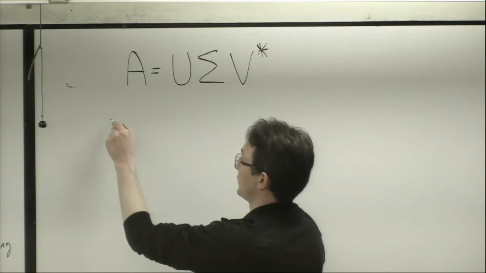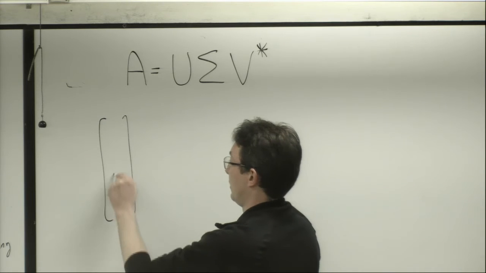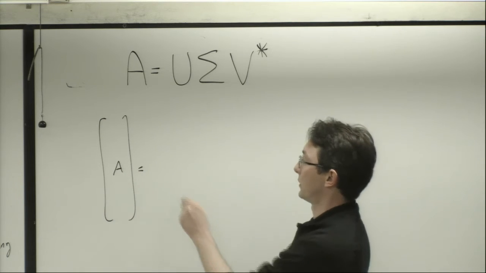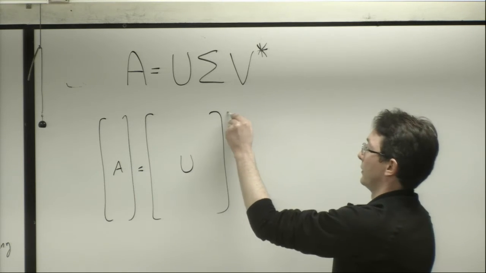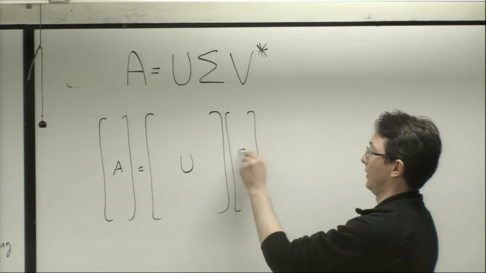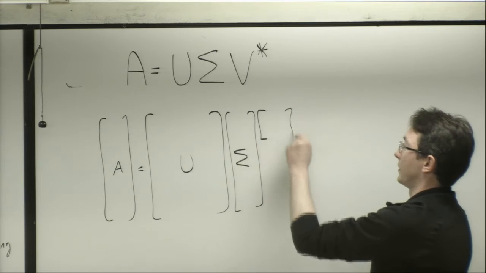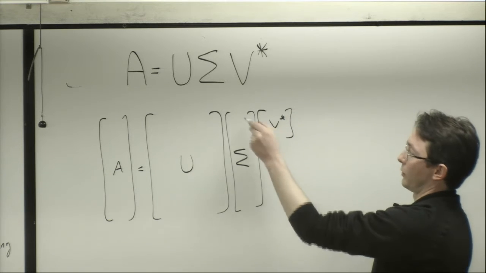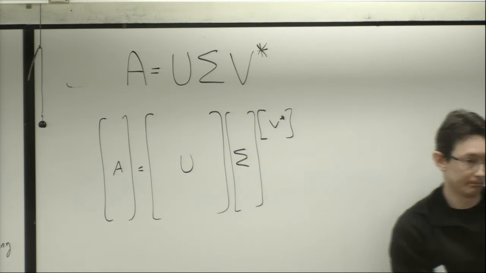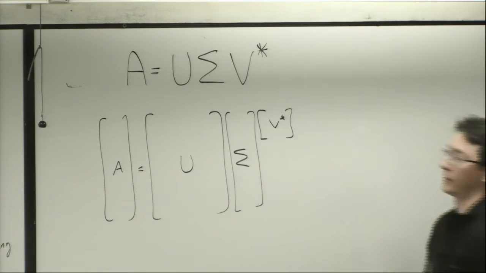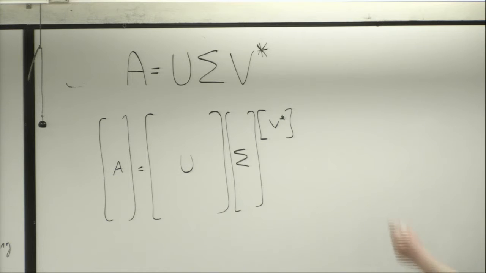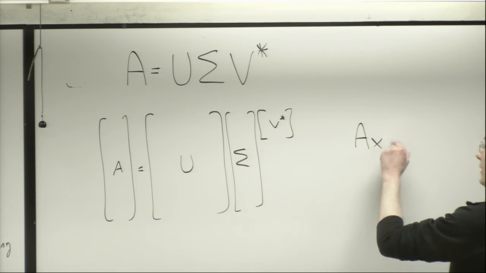So in the case of a tall, skinny A, we have A equals, now U is a big square matrix. Sigma is the same size as A. And V star is a little square matrix, the width of A. Okay? So I have A is the product of these three matrices. And we have AX equals B.